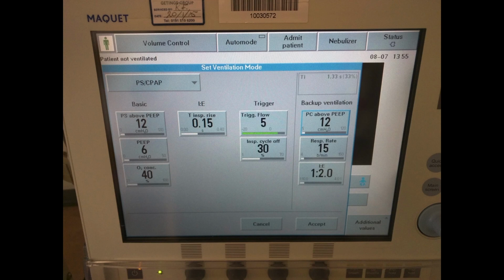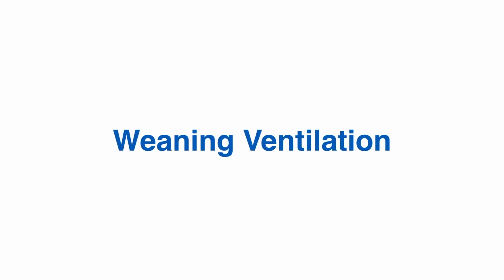And importantly, you have a backup mode of ventilation should the patient not trigger. The ventilator will switch into a backup mode. So with this, there's no guaranteed ventilation, there's no I time, and it just supports the breaths that the patient takes. So often we'll wean other modes to pressure support CPAP to trial the patient prior to extubation. And for patients who are very awake on the ventilator, they often find this quite a comfortable mode to be on. Okay, so the last thing I want to mention today is weaning the ventilator.